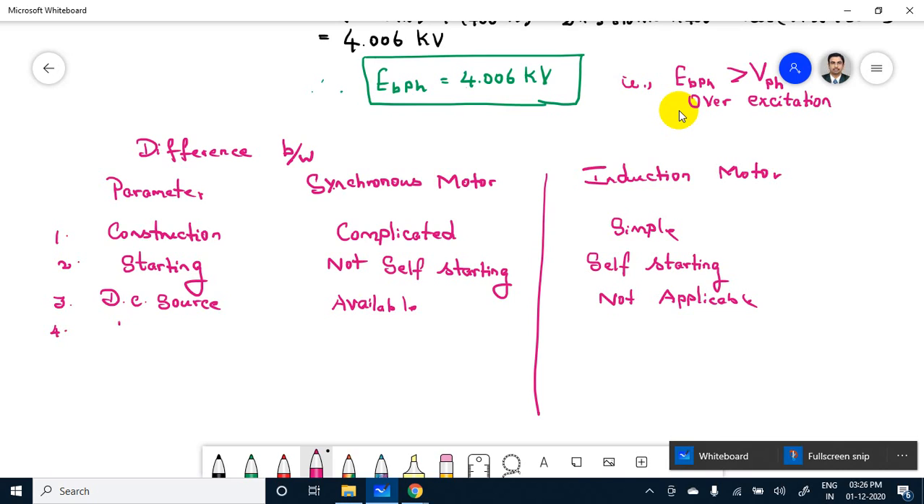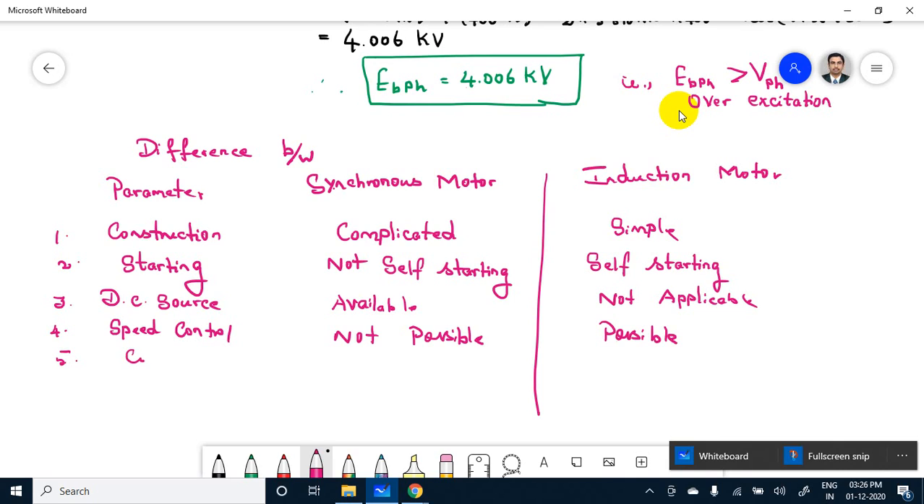Fourth point, speed control. In the synchronous motor, it is not possible, because the synchronous motor will be running at constant speed, 1500 rpm. Here, in the induction motor, it is possible because it runs at two speeds, one is synchronous speed, another one is rotor speed.